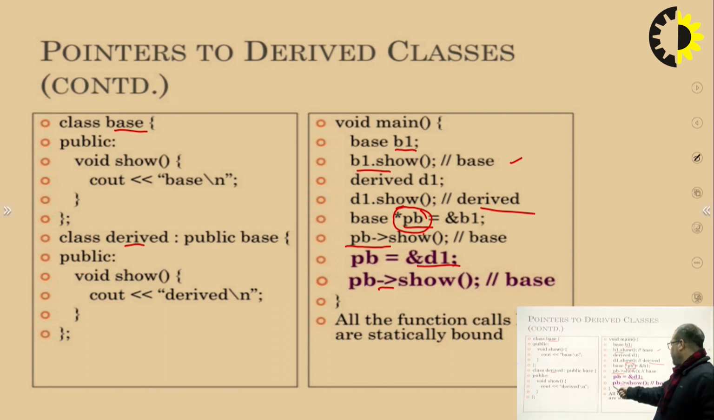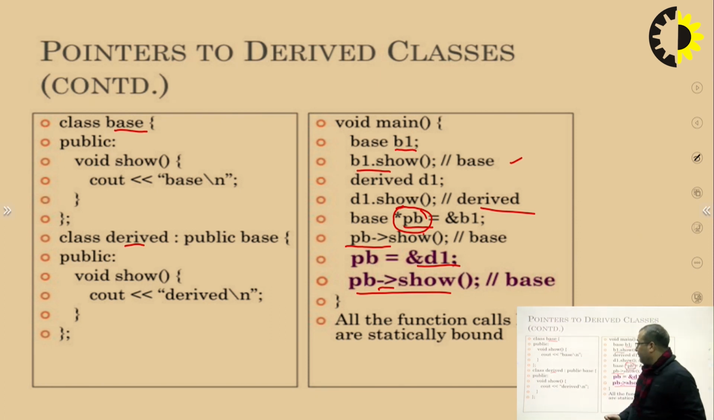Now, for example, with PB and the arrow operator, which function will be invoked, the one in the base class or the one in the derived class? Once you invoke using the pointer to the base class, then it will invoke the derived class object. Okay.